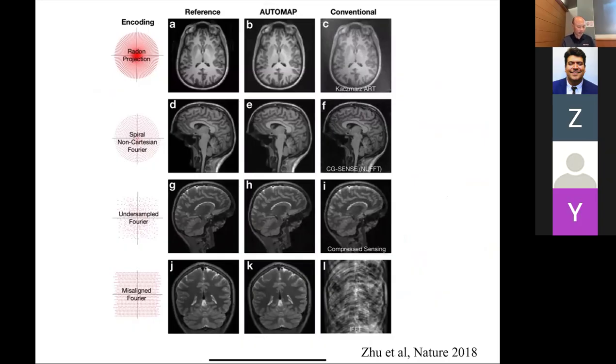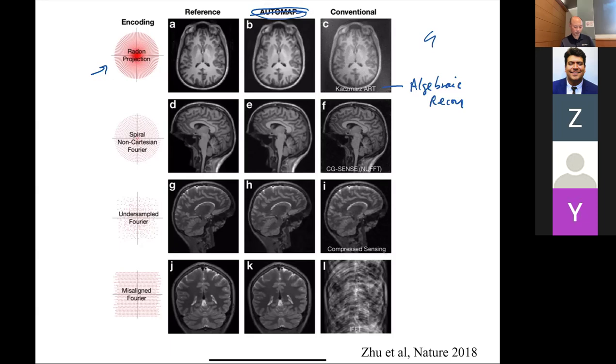So here's the idea. Here we've got encoding where you actually collect radio samples, just like CT, and in this case the reference is the correct image to take. That's the base, the perfect image. And then AutoMap is the deep learning approach and does really well. And then conventional, ART stands for algebraic reconstruction. It's a type of CT recon that people do. And you can see it doesn't really do that well either.